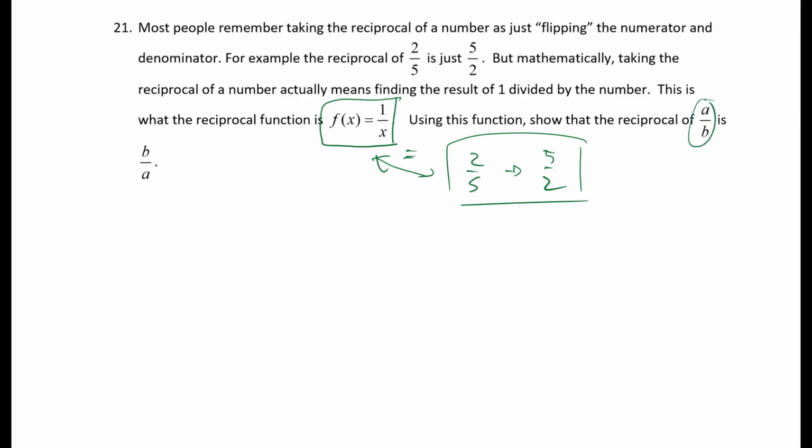So that's the idea here: take some generic number a over b, put it into the reciprocal function. So I'll do that here, f of a over b. And the reciprocal function is 1 over whatever input I put in. So that's going to go there. Now I have this expression. This should now look familiar since review problem 20 was simplifying a lot of things of this type, but just with numbers.